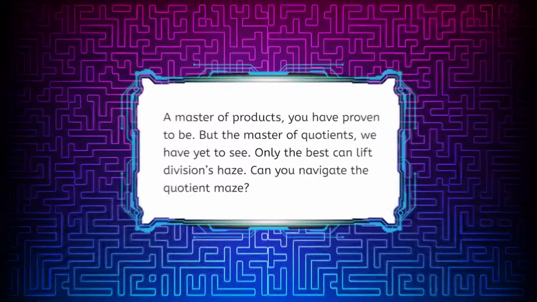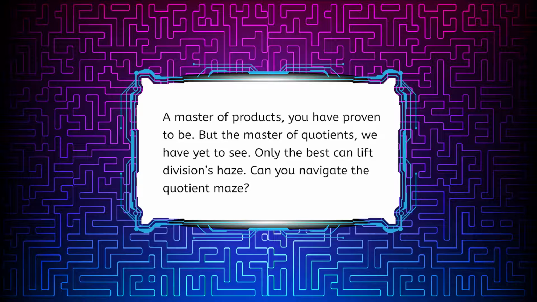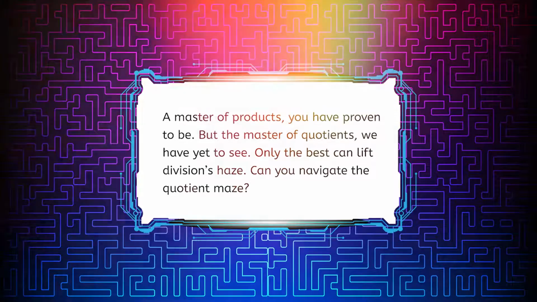Whoa, what's happening? A master of products you have proven to be, but the master of quotients we have yet to see. Only the best can lift division's haze. Can you navigate the quotient maze? Wait, I think we just unlocked a secret level within level 4.